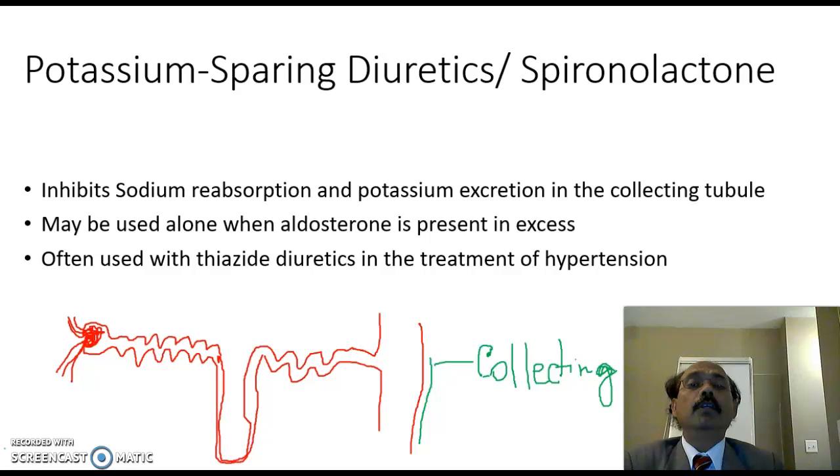Today I will discuss the pharmacology of the potassium-sparing diuretics. The most commonly used potassium-sparing diuretic is spironolactone. It inhibits sodium reabsorption and potassium excretion in the collecting tubule. It may be used alone when aldosterone is present in excess. It is often used with a thiazide diuretic in the management of hypertension.